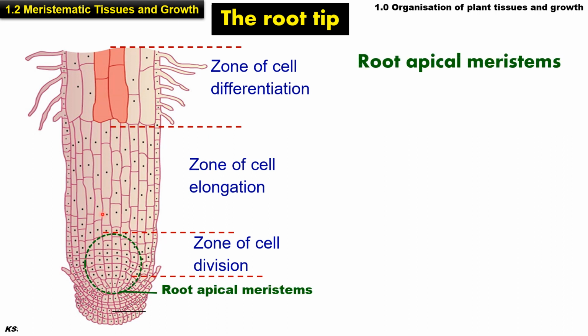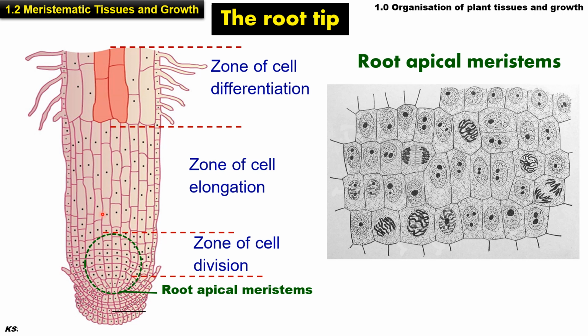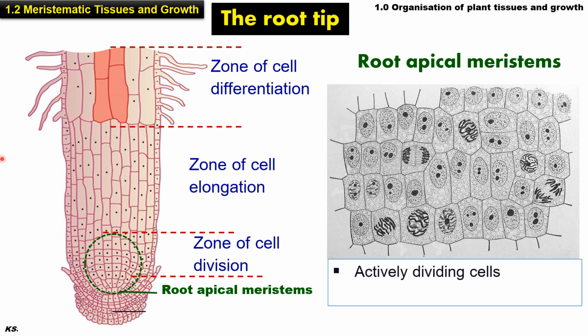Zone of cell division, okay, dekat sini ada root apical meristem. Kalau you tengok dalam under microscope, this is what you are going to observe. Ada banyak nukleus-nukleus yang besar-besar dan sedang membuat proses mitosis. So, means that this cell is actively dividing. And the cell just divide. Dia tak buat differentiation. Kerja dia dividing saja.